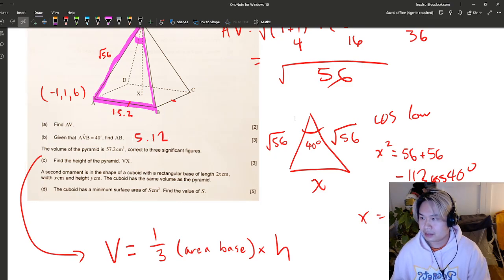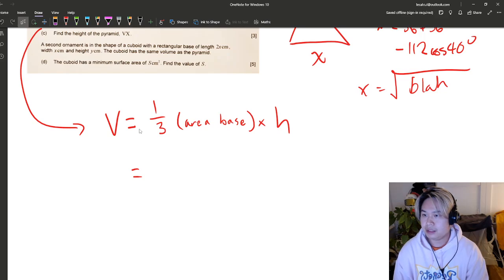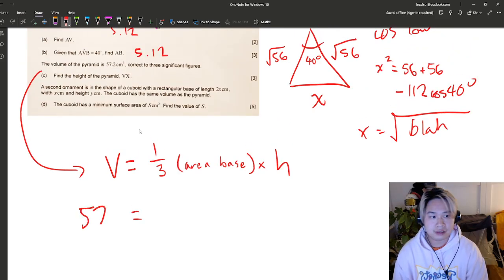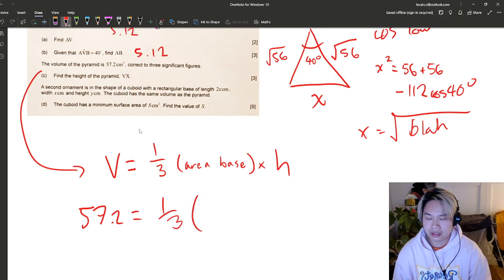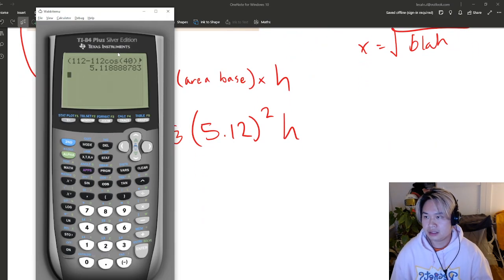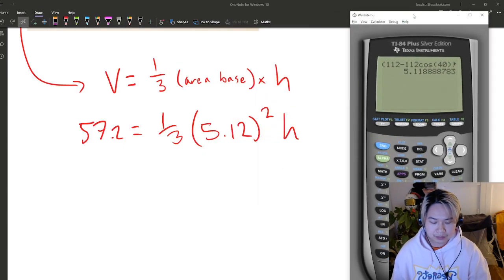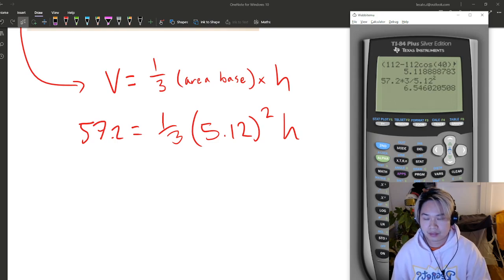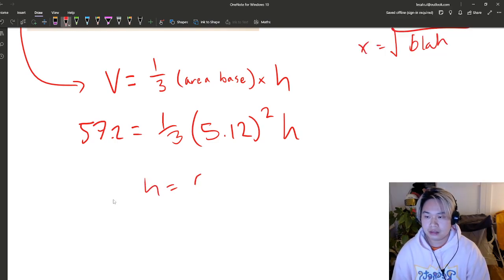Whoa, I completely wrote that wrong. So on the left side, we know it's 57.2 from the question. So 1/3 area of the base, it's 5.12 times itself because it's a square. And then you want to solve for h, right? Easy enough to do. So 57.2 times 3 divided by 5.12 squared. So the height of your pyramid is 6.54.